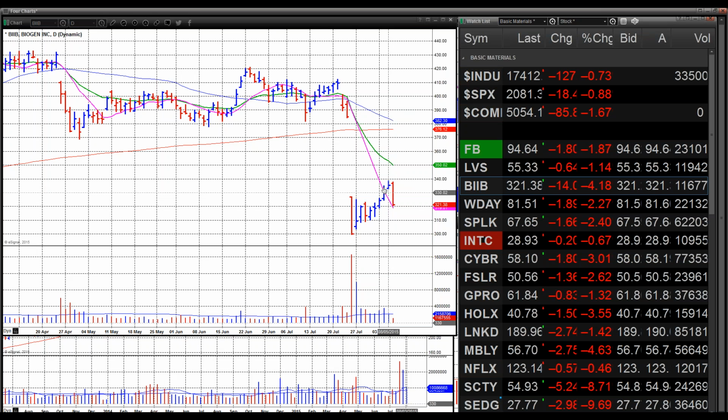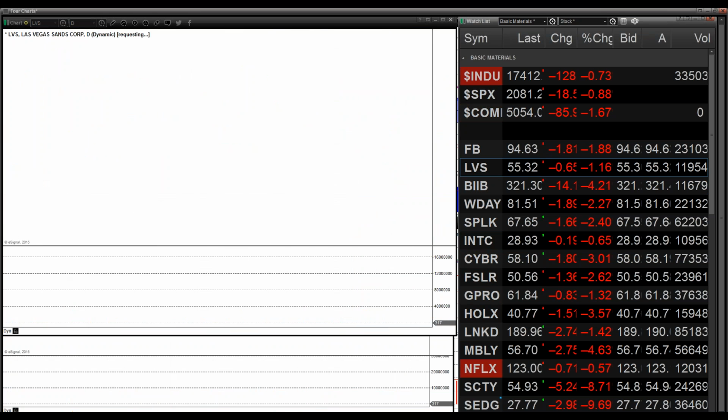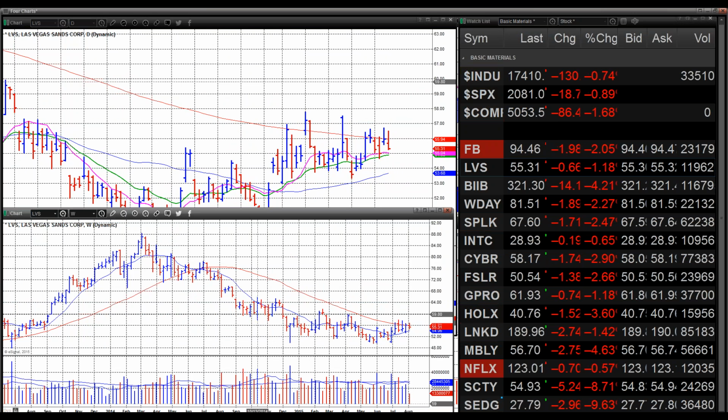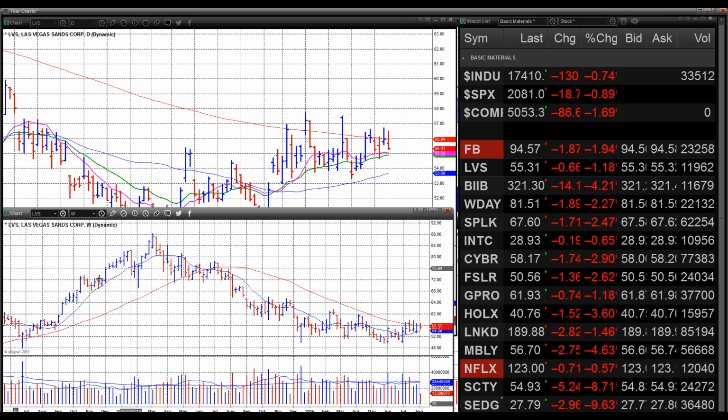I'll cover it and bank my profit there, and then I can work some other stuff. Like I thought Las Vegas Sands. If you look at this thing on a weekly chart, you see it's a huge head and shoulders that broke down. I think I was talking about this one short around in here, probably, if it was on my screen.